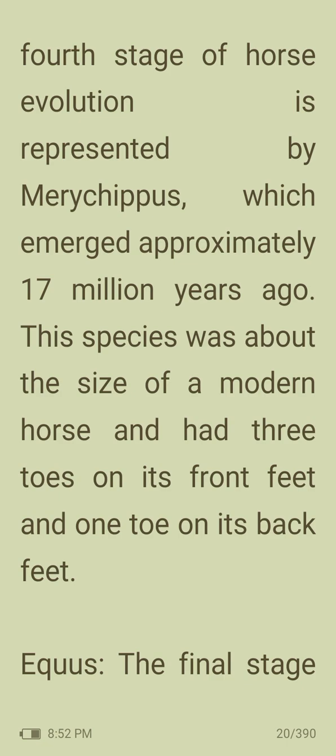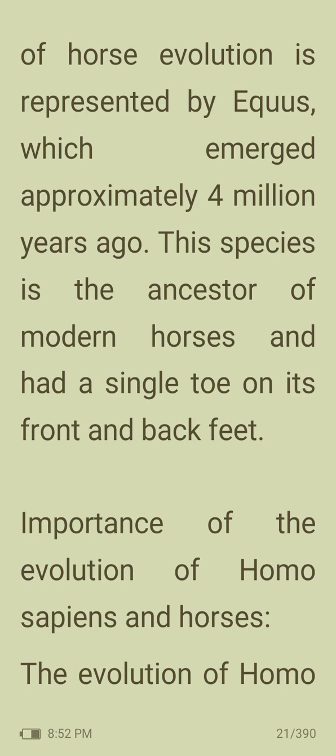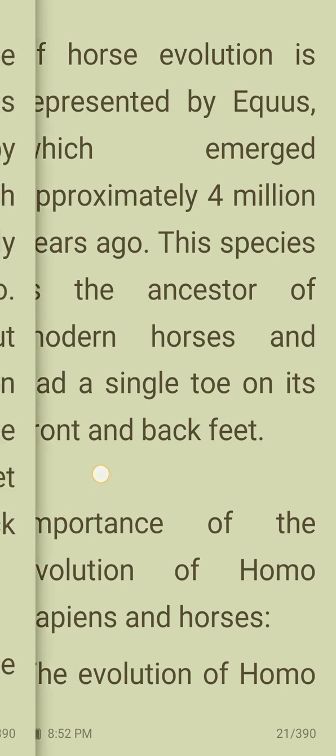Then Equus. The final stage of horse evolution is represented by Equus, which emerged approximately 4 million years ago. This species is the ancestor of the modern horse and had a single toe on its front and back feet.